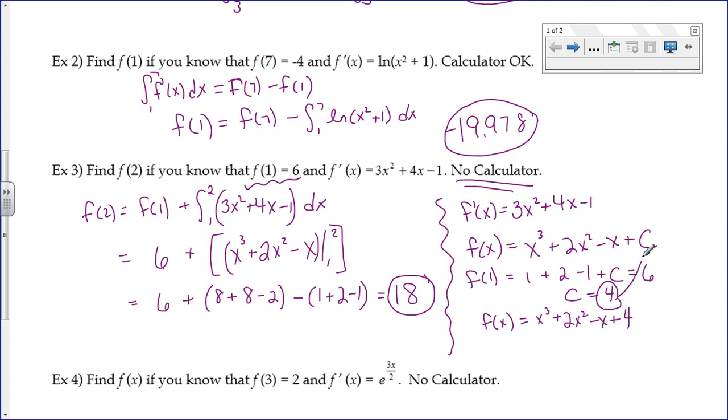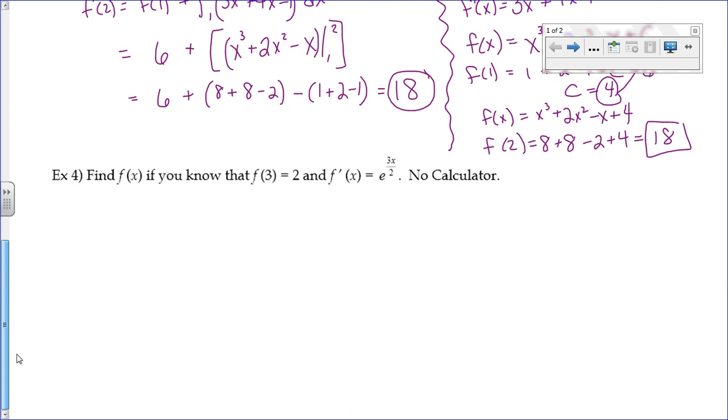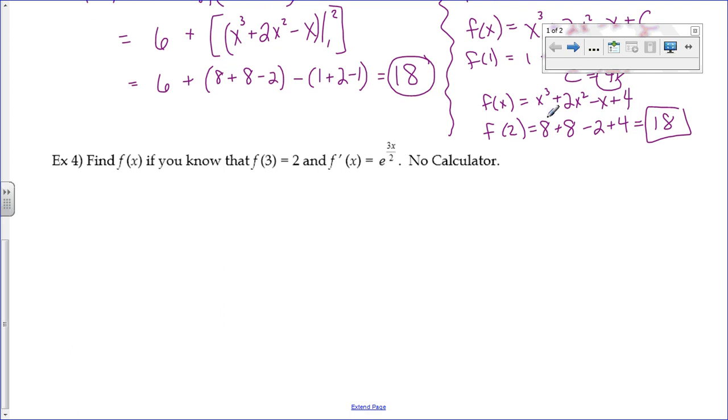Again, c went in for c. Therefore, f of 2 would be 8 plus 8 minus 2 plus 4, which is 18. Two different ways to get the same answer. All right. Now, the next one gets kind of tricky, so what I'm going to do is let's save that for class when we come in tomorrow.